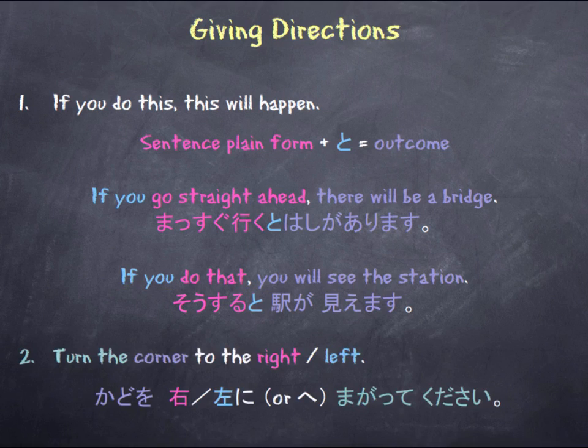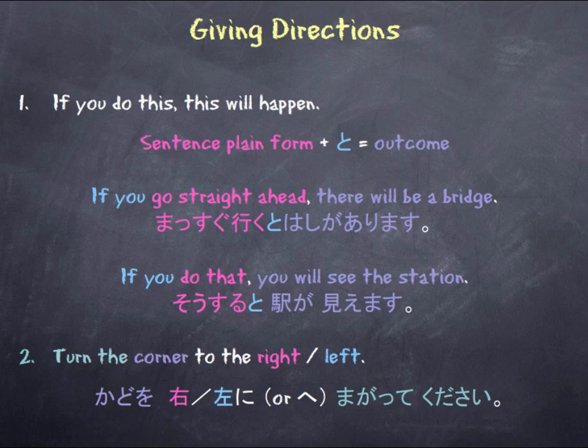Now, if you wish to insert a direction into your response, this is how you do it. For example, turn the corner to the right or to the left. 角を右に曲がってください. or 角を左に曲がってください. So we're starting out here with our corner, 角, and then we're inserting our direction, left or right, followed by the particle ni or the particle e. And then finally finishing with our verb.